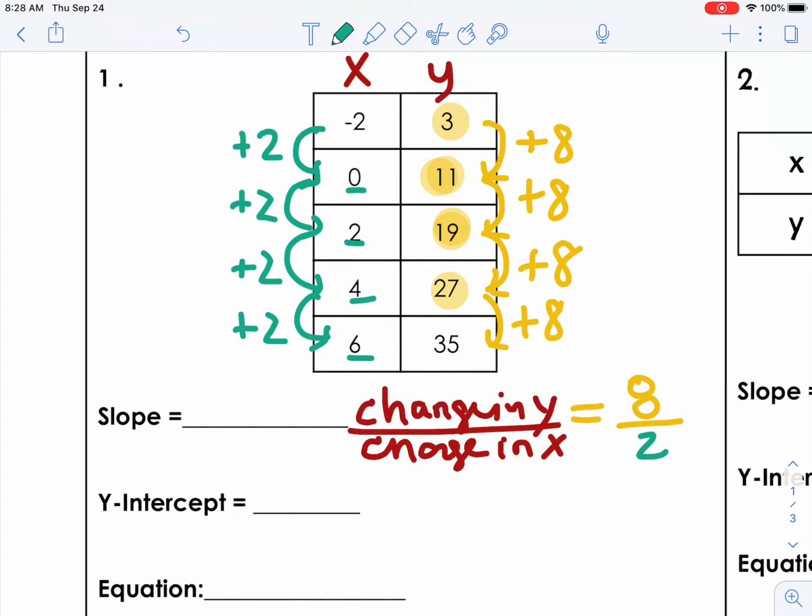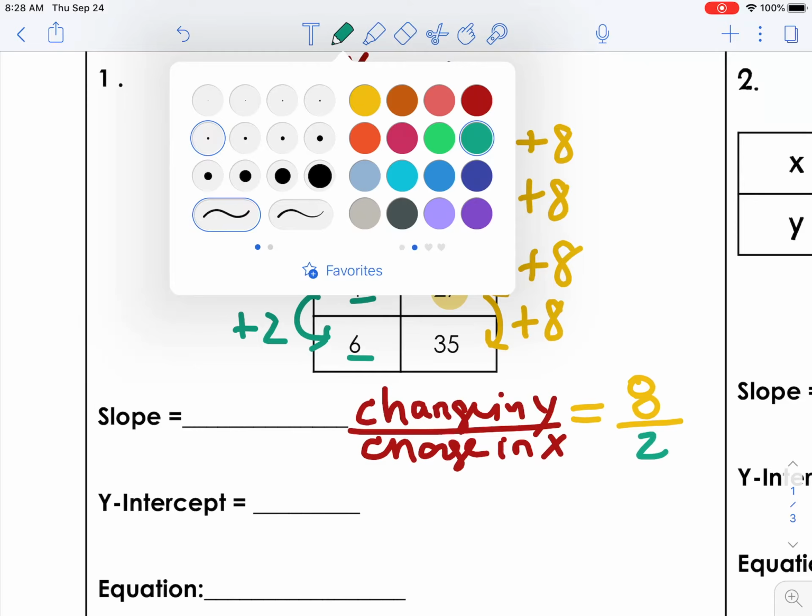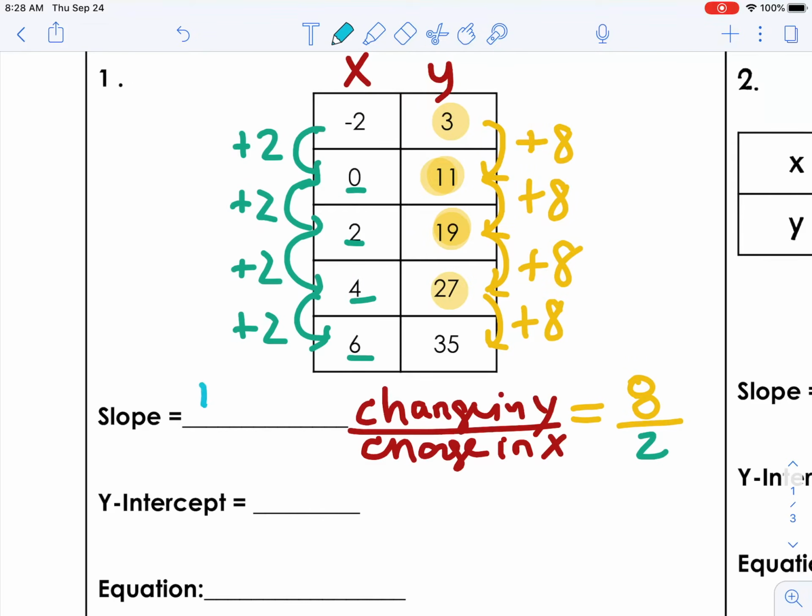Now I can reduce this fraction. 8 divided by 2 is 4. So we're going to say that our slope is 4.